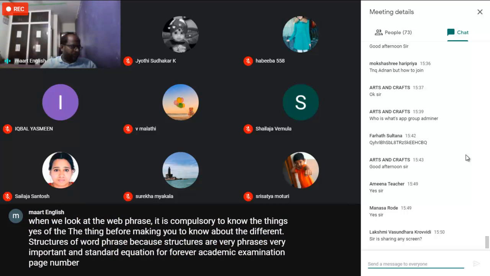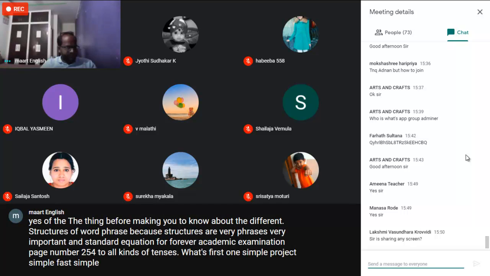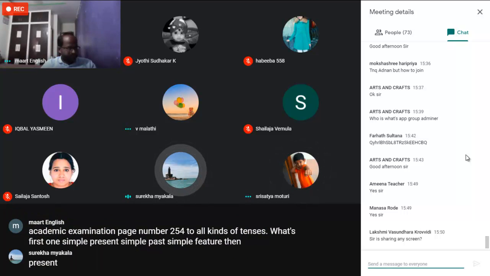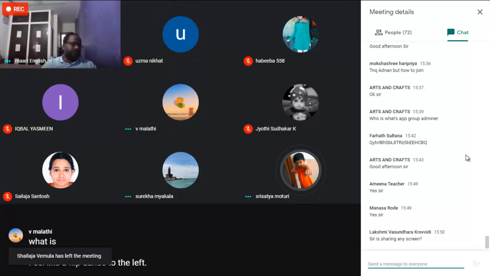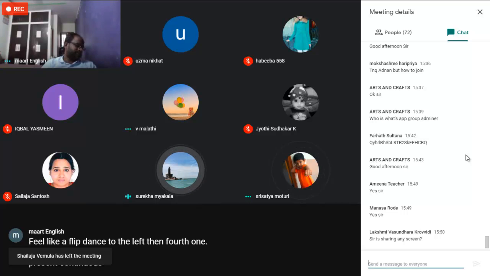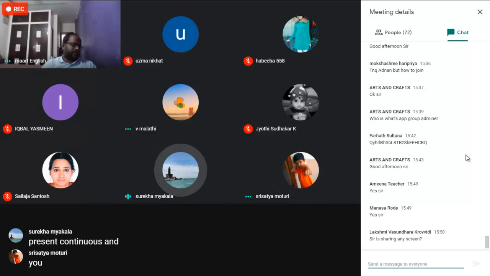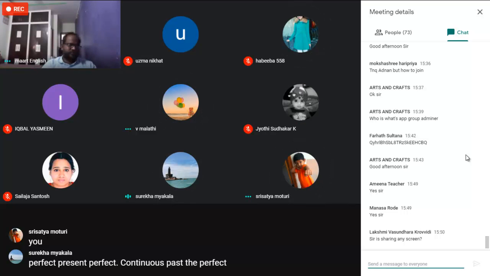Page number 254, 12 kinds of tenses. What's the first one? Simple present, simple past, simple future. Then present continuous, past continuous, future continuous, and present perfect, past perfect, future perfect, present perfect continuous, past perfect continuous, future perfect continuous. Is it correct, sir? Right.